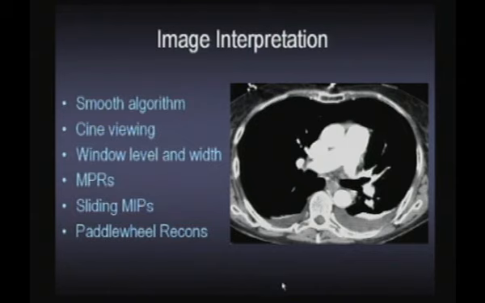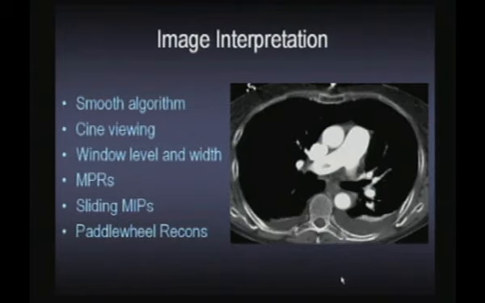What about our image interpretation? Well, we reconstruct all our images on a smooth algorithm, and it is essential that we perform cine viewing of these examinations on a workstation or PACS system. I think that if you have to occasionally interpret a hard copy examination, you really are susceptible to making quite gross errors in interpretation. This patient looks like they have beautiful opacification of the pulmonary arteries, but if we adjust the window level and width, we can see that this conceals a relatively large central pulmonary embolus.